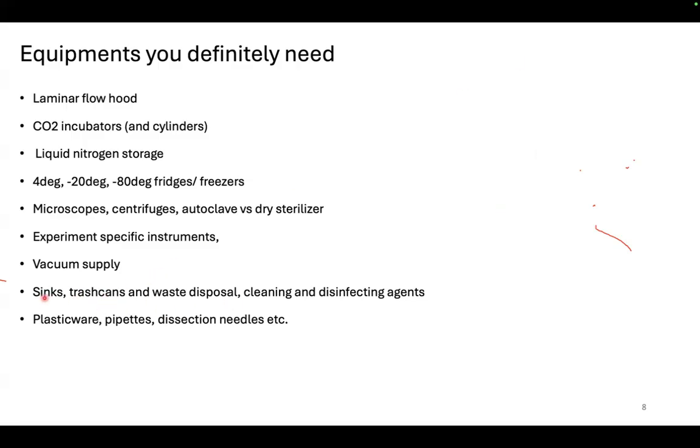So we talked a little bit about trash cans and waste disposal, disinfecting agents, sinks. Do not throw lab generated waste down the sinks. We'll talk about it in more detail. What you would need, plasticware. These are things you would need in a lab. This is not anything new.